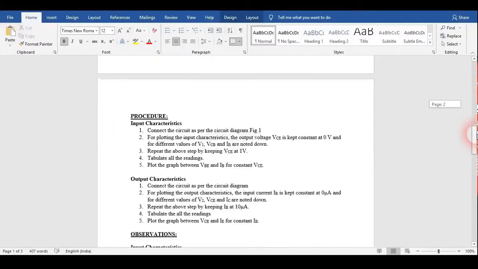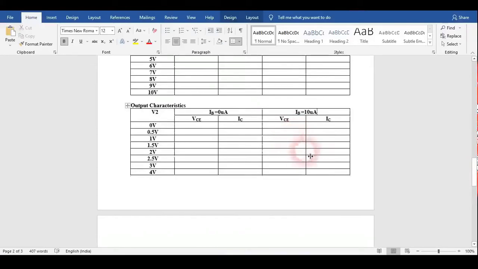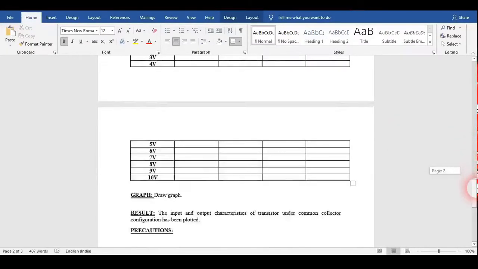Okay, for this second part of this observation, for whichever value of V1, I am going to get IB equal to 10 microampere, and I will set that V1 constant at that value. Then I will change the value of V2, and for different V2 voltages I will measure the value of VC and IC.